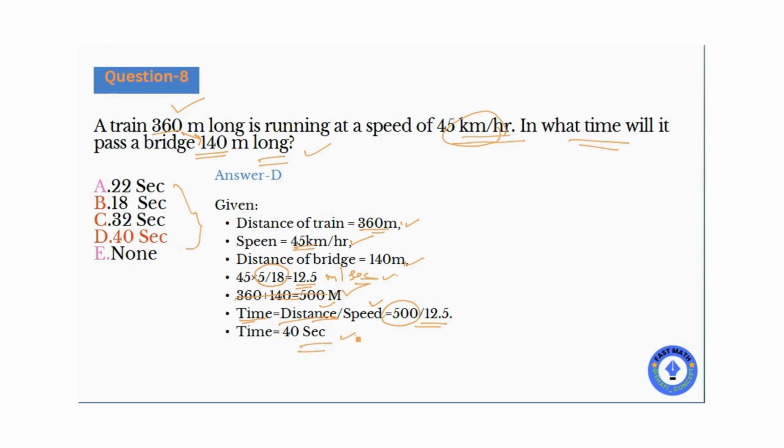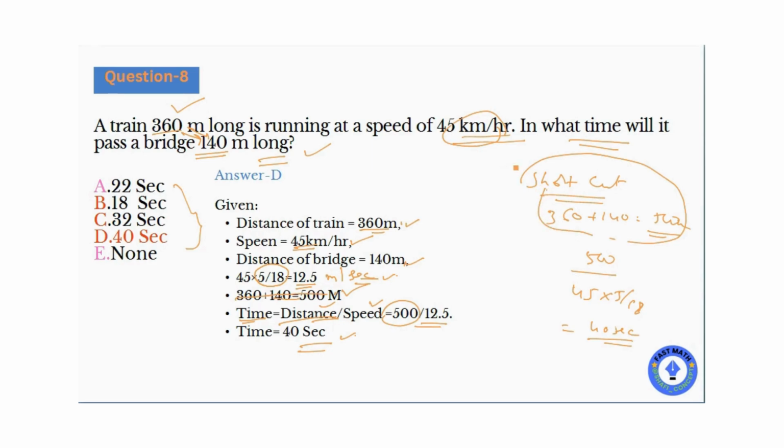It is 40 seconds. I am giving a shortcut in this problem. In such types of problems, just add both of these, 360 plus 140, and you will get 500 directly. This is the length, divided by the speed, 45 km/h times 5/18. Directly substitute this and you will get 40 seconds as the answer. But in such problems, you should be more careful with respect to the units of speed.